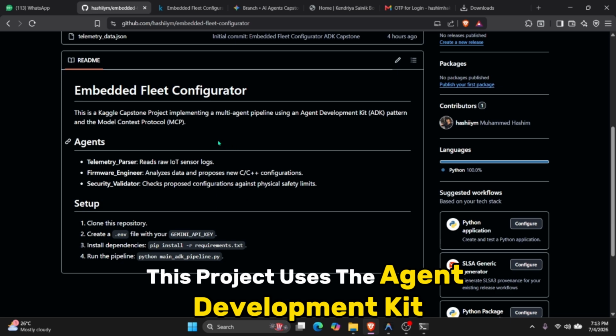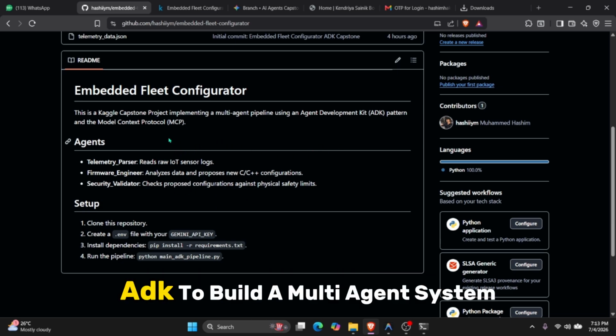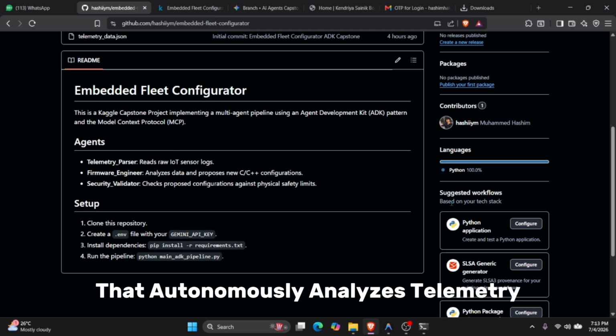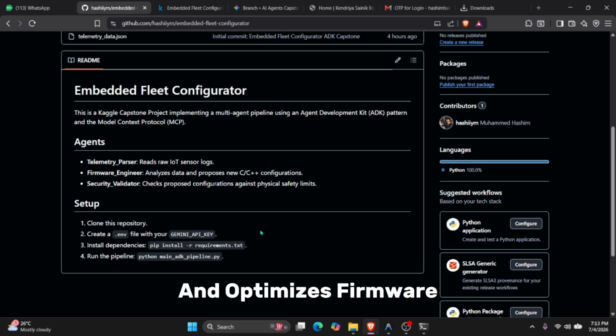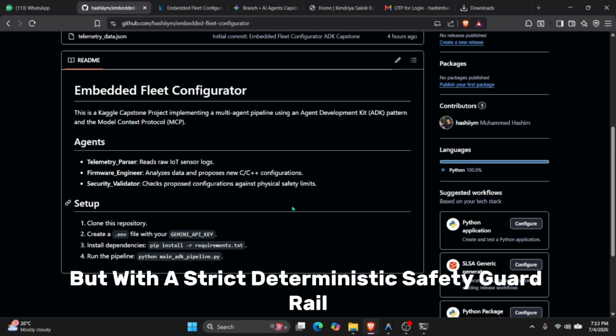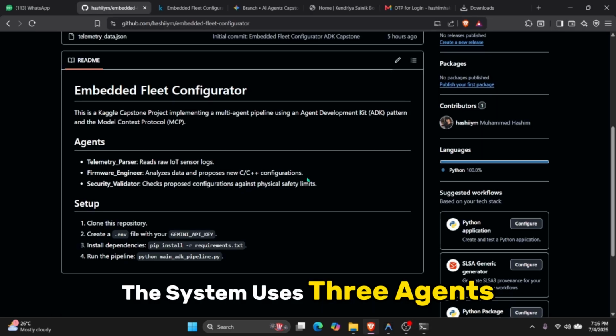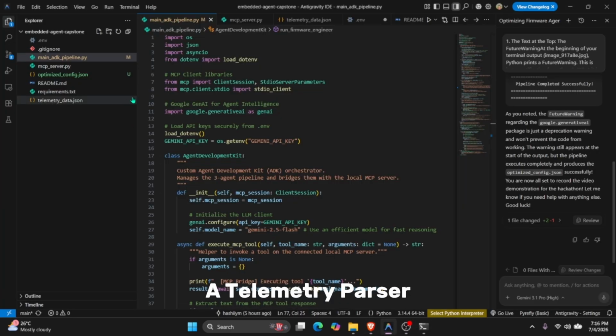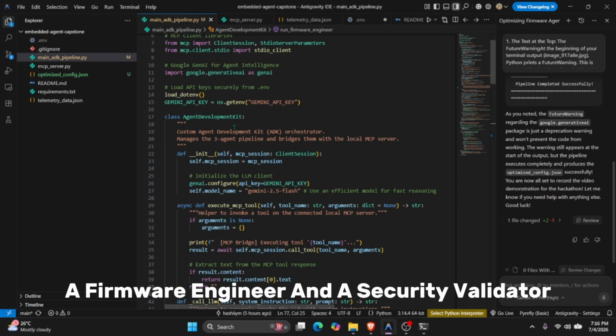This project uses the Agent Development Kit, ADK, to build a multi-agent system that autonomously analyzes telemetry and optimizes firmware, but with a strict, deterministic safety guardrail. The system uses 3 agents: a telemetry parser, a firmware engineer, and a security validator.